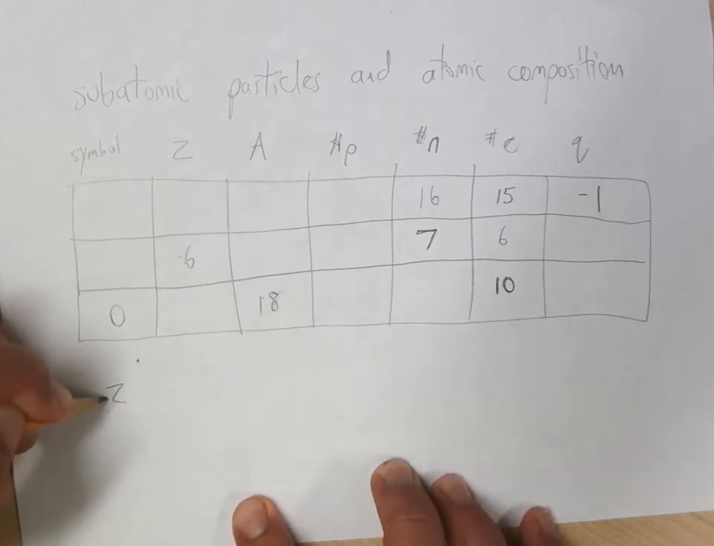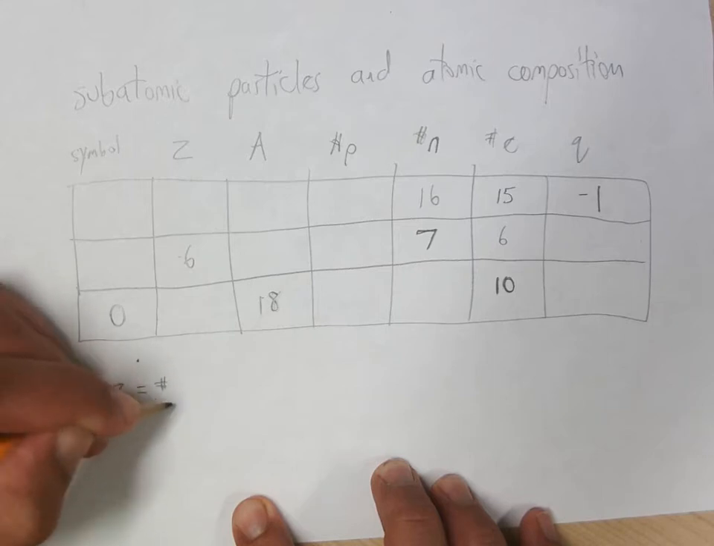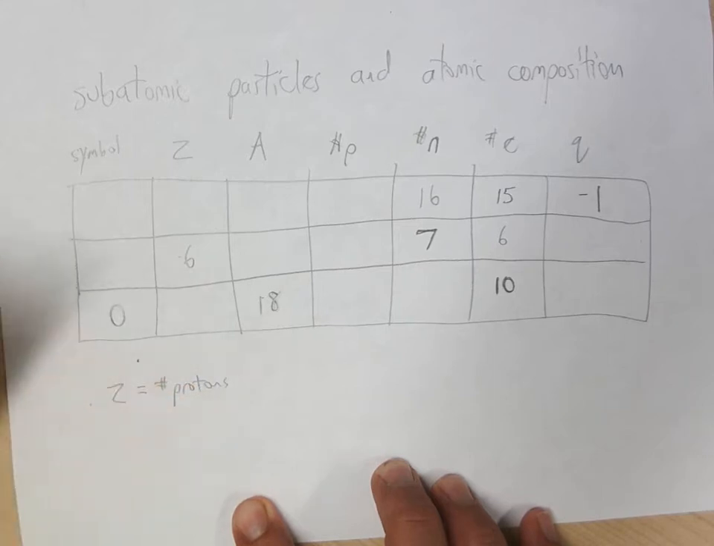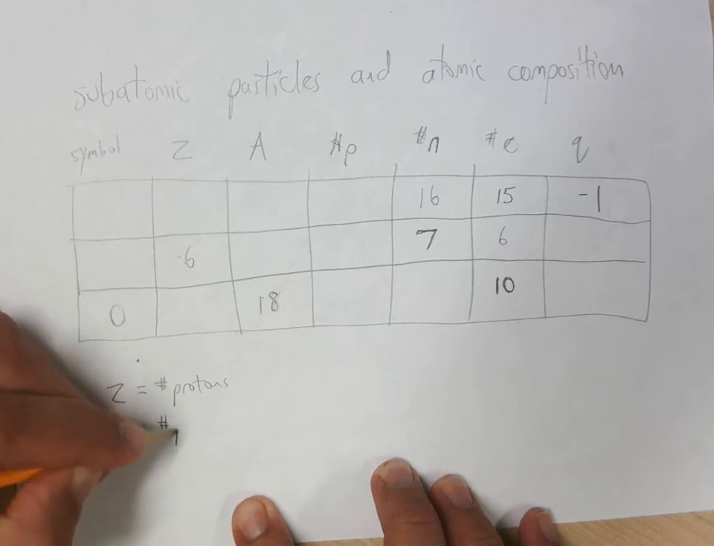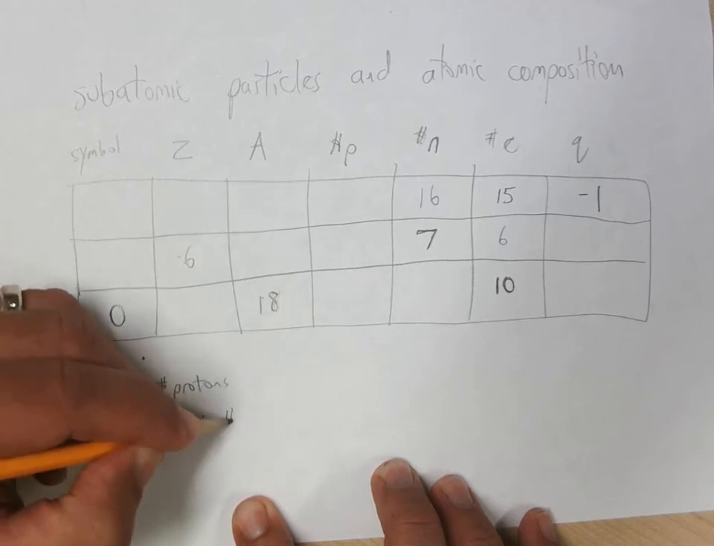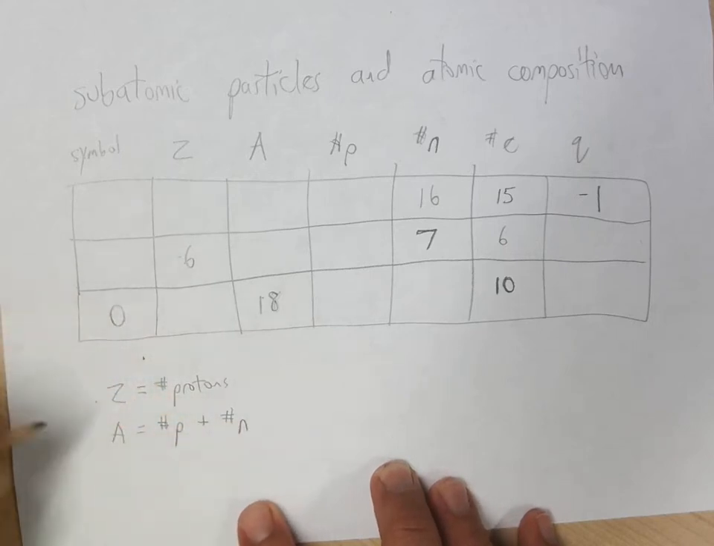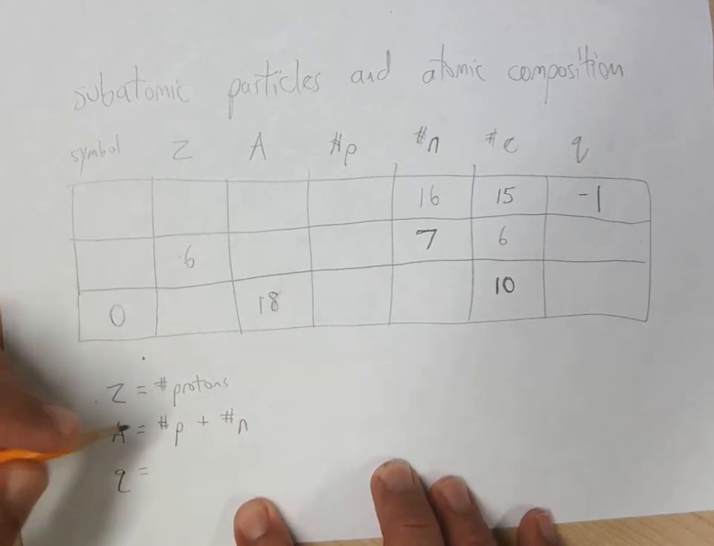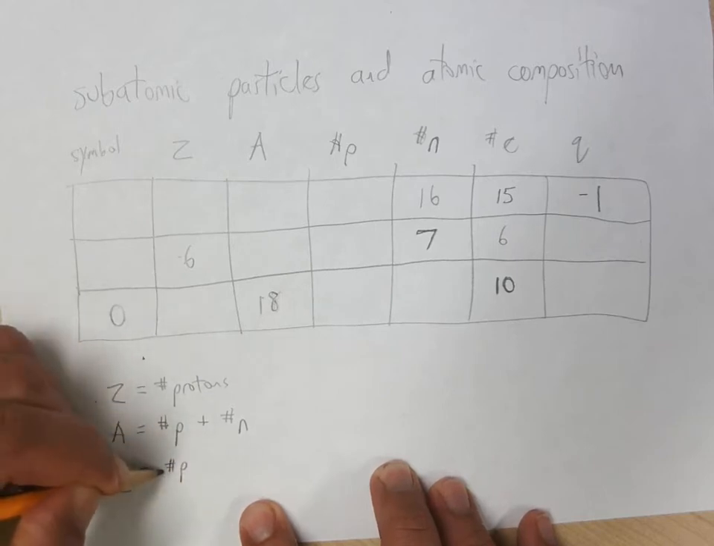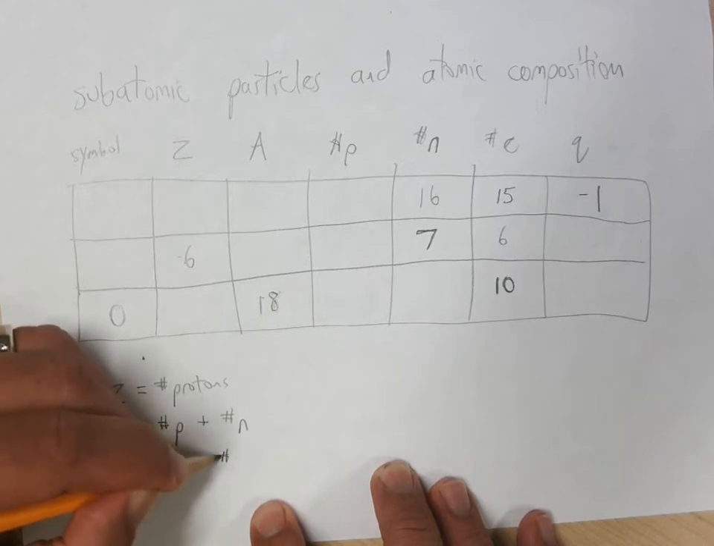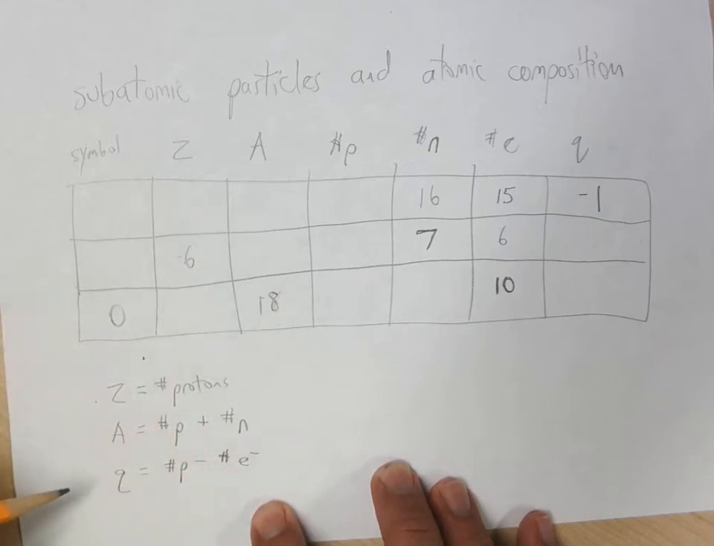Z is the atomic number and corresponds to the number of protons and identifies the element. So that's a really important one. A is the mass number. That is the sum of the number of protons plus the number of neutrons. And then Q is the charge. You can get that mathematically by taking the number of protons, which contribute positive charge, minus the number of electrons, which contribute the negative charge. So overall, the balance between protons and electrons gives you the charge.